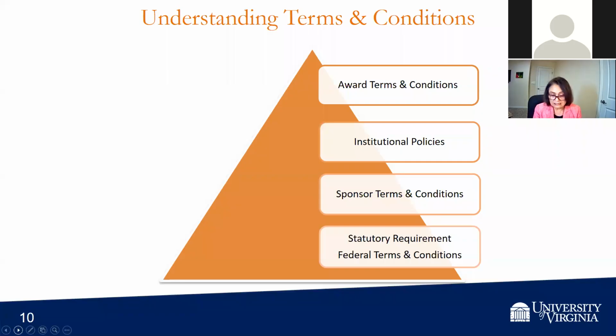conditions. The basis of all our terms and conditions are the statutory requirements, like the NIH salary cap, that's a statutory requirement, and federal terms and conditions. Then the next step is our sponsored terms and conditions. So we apply uniform guidance to all NIH grants, but NIH also has their grant policy statements and their own terms and conditions. And then we apply our institutional policies.